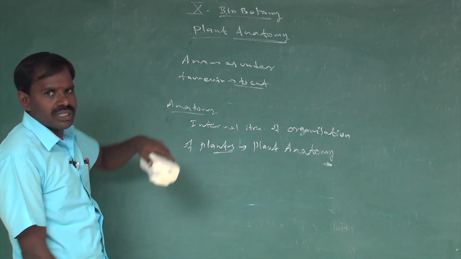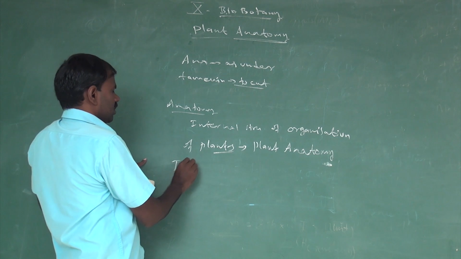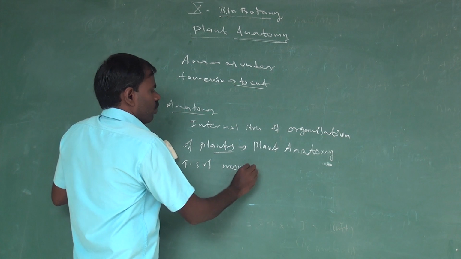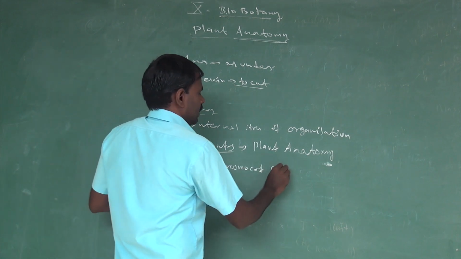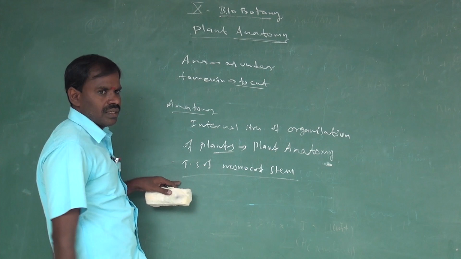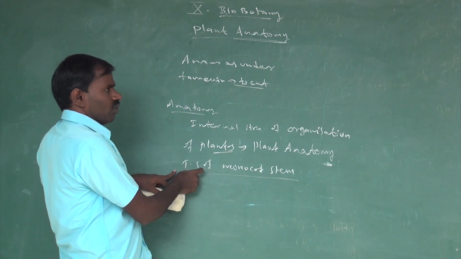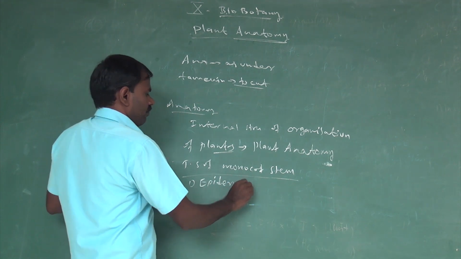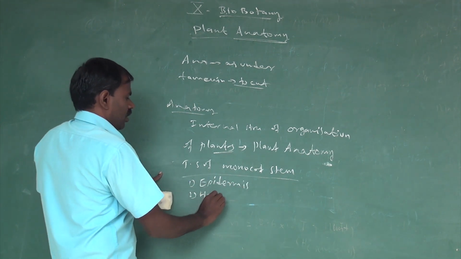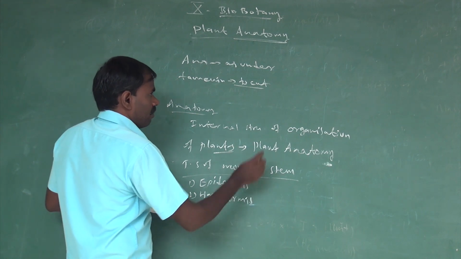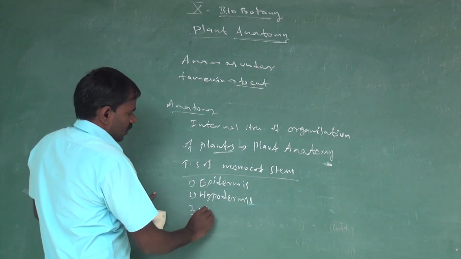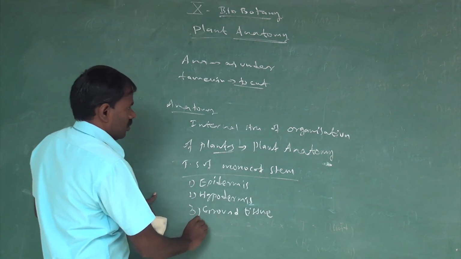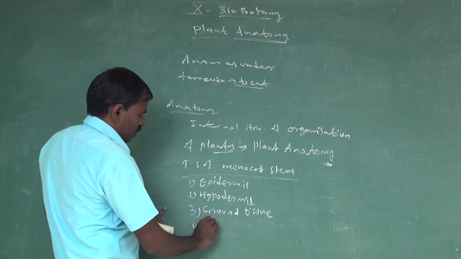Now I am going to discuss the transverse section of monocot stem. What are the characters involved in the transverse section of monocot stem? The first one is epidermis, the second one is hypodermis, the third one is ground tissue, and the fourth one is vascular bundle.